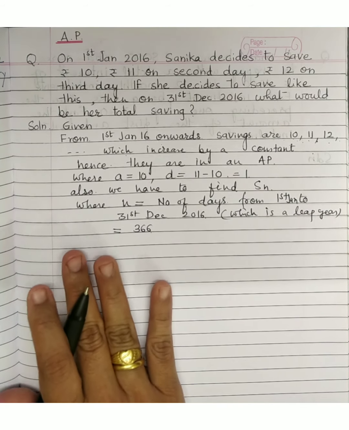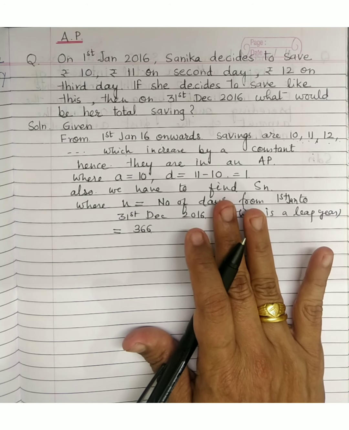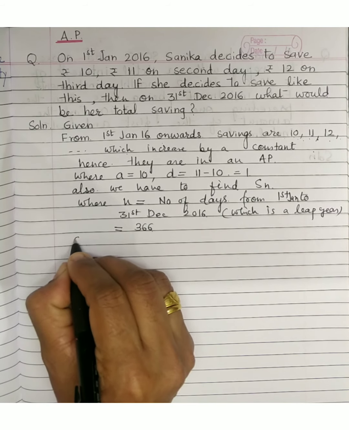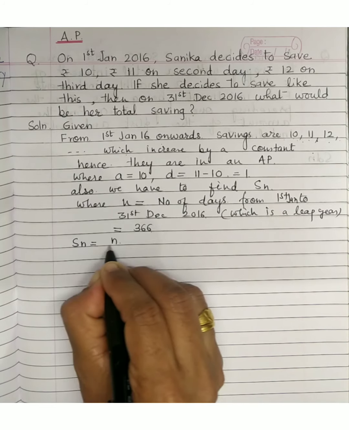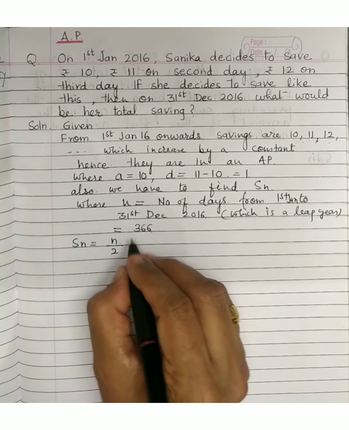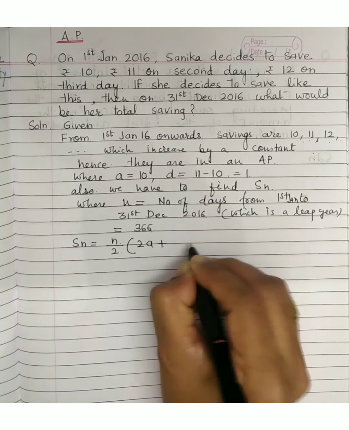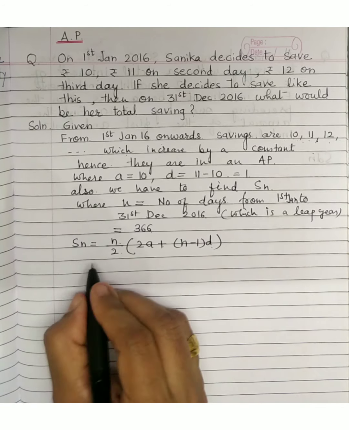You have established a relation between the question and arithmetic progression concept, and now you have understood what you are finding. So write the formula. What is the SN formula? Which one we will use? The first formula, where A and D are used, because we do not know the last term. N by 2 bracket 2A plus N minus 1 into D.